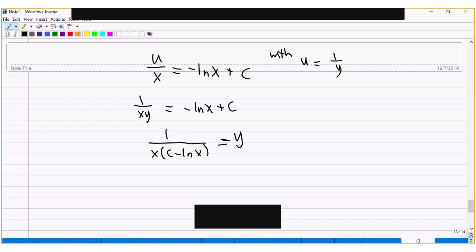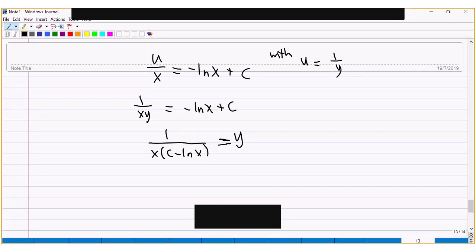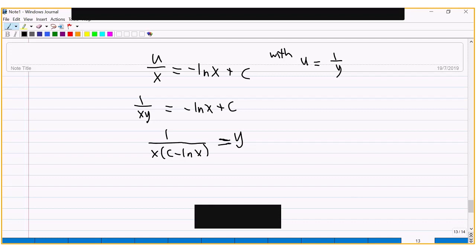And if you look at the answer, I think it is this one, the same as the answer here. So the answer is 1 over x times (c minus ln x). Yeah, so this is the answer here. So this is how you get this part. Any questions for this part?